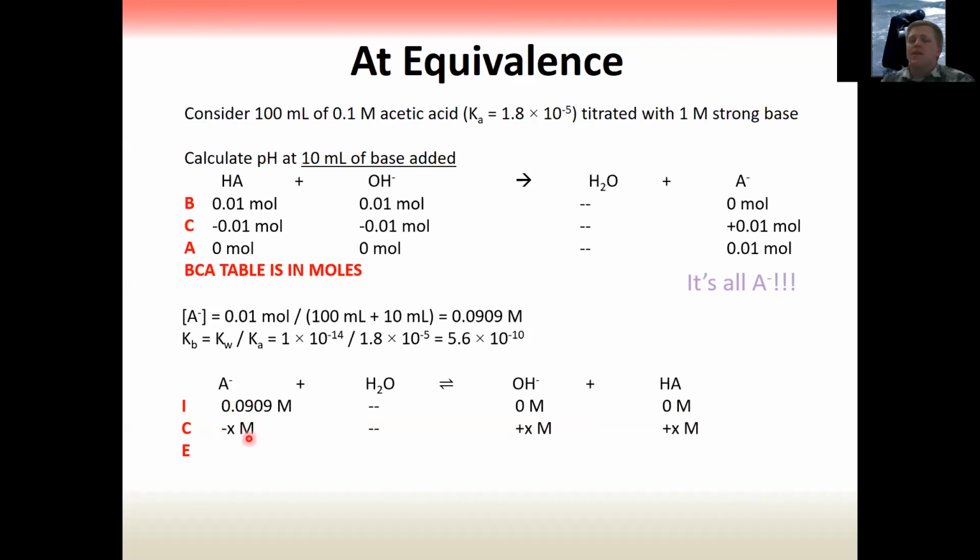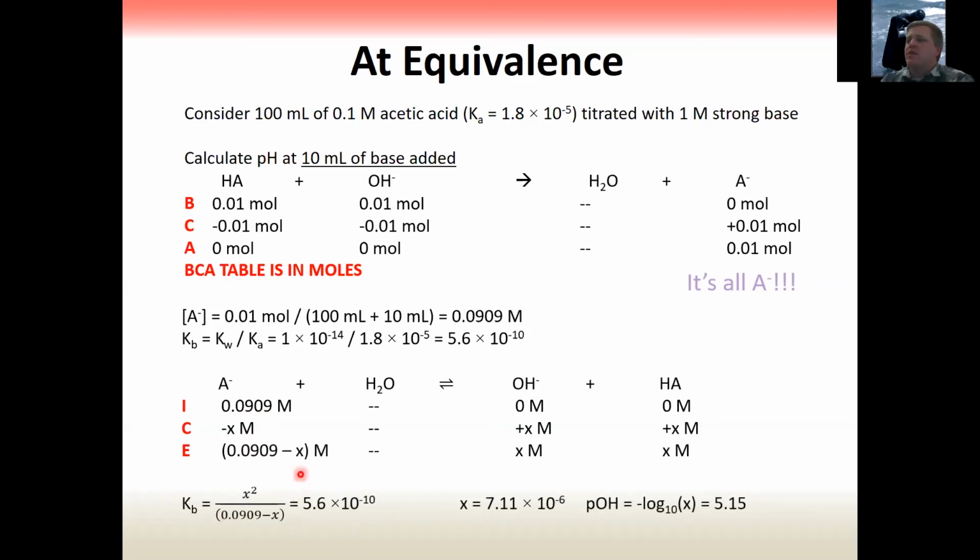The A minus is going to change by negative X molar, and I'm leaving the molar in here just to emphasize that the ICE table is in concentration, not in terms of moles, whereas the BCA table is in terms of moles. And we get our change here, right? And then we set this all equal to Kb. We plug these X values in for the products on top, and the reactant values go on the bottom. That's equal to our Kb value of 5.6 times 10 to the negative 10th.